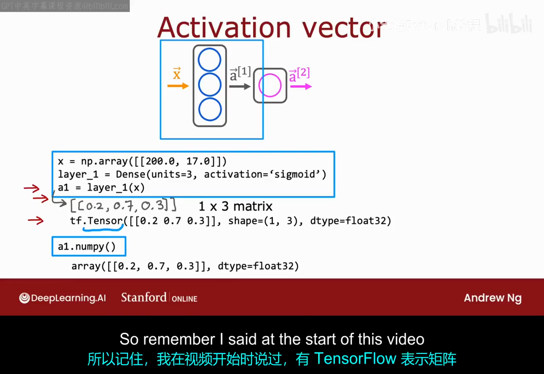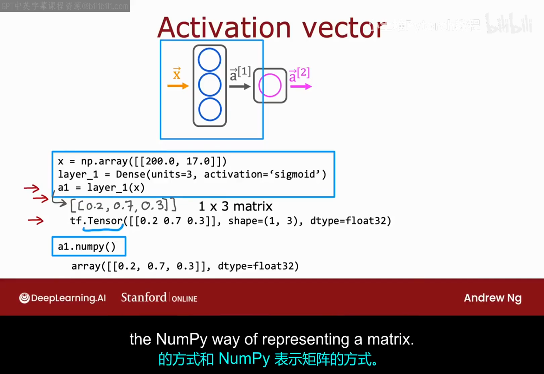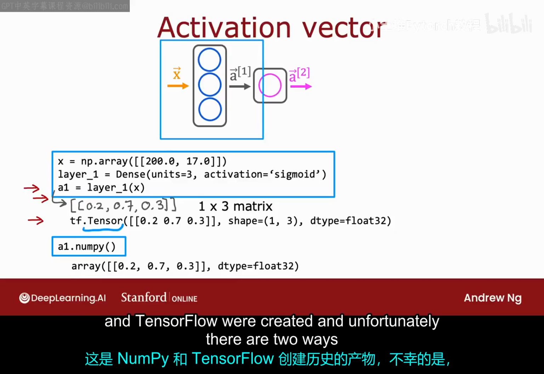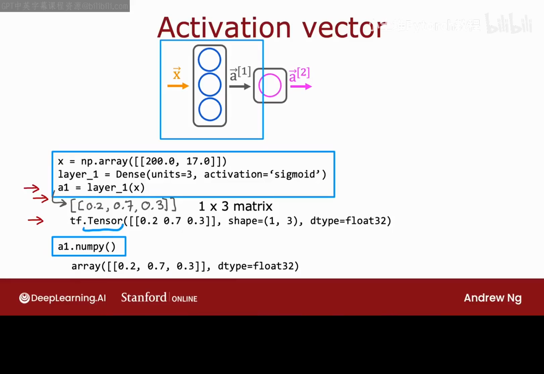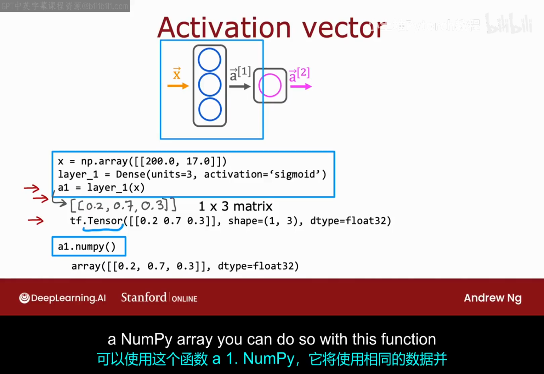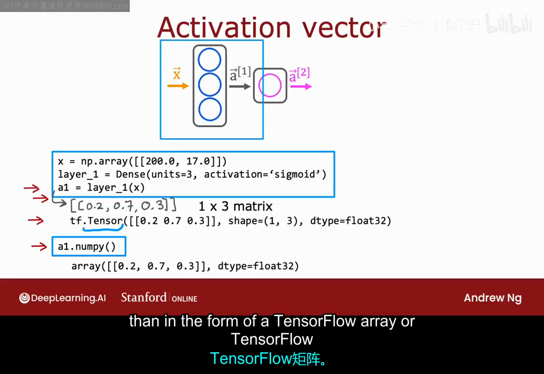So remember I said at the start of this video that there's the TensorFlow way of representing a matrix and the NumPy way of representing a matrix. This is an artifact of the history of how NumPy and TensorFlow were created. And unfortunately, there are 2 ways of representing a matrix that have been baked into these systems. And in fact, if you want to take A1, which is a tensor, and convert it back to a NumPy array, you can do so with this function, a1.numpy, and it will take the same data and return it in the form of a NumPy array rather than in the form of a TensorFlow array or TensorFlow matrix.